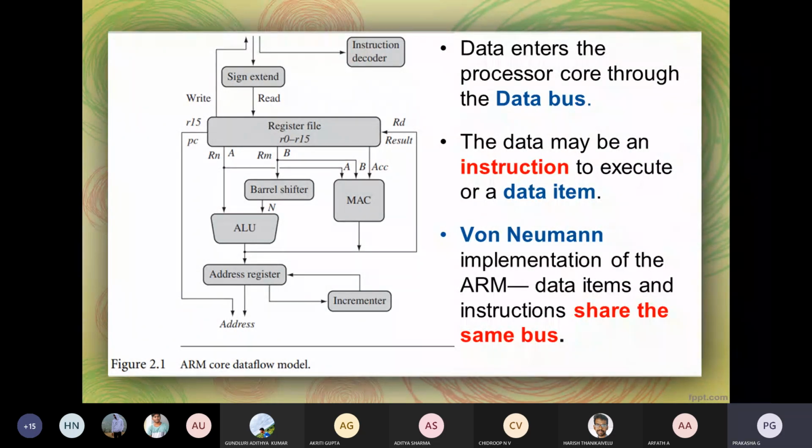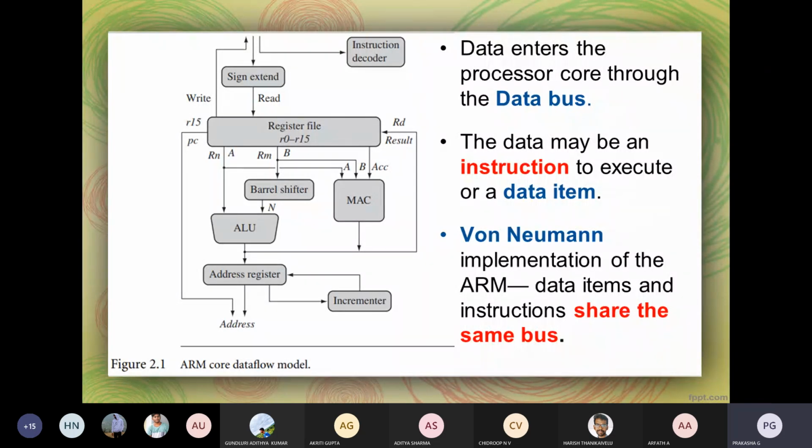From the external memory, I'm talking about the top part, we will be getting the data or we will be getting the instructions. The data enters the processor core through the data bus. This bus will get you the data. It may be an instruction, or it may be data like 10, 20, 30 or A, B, C.